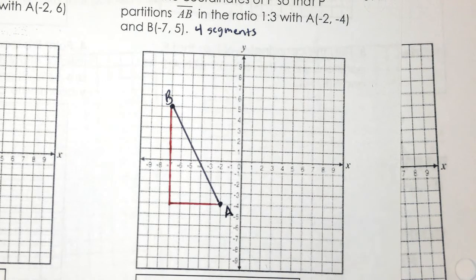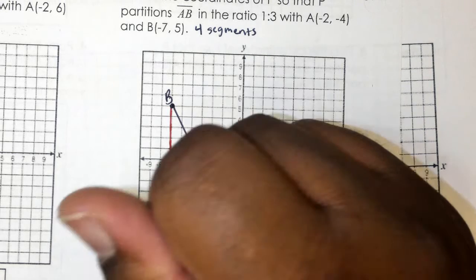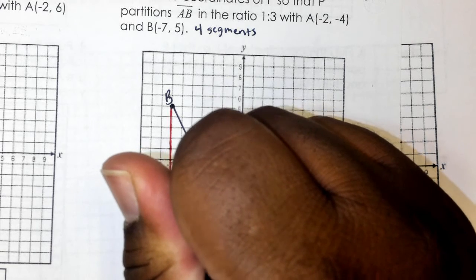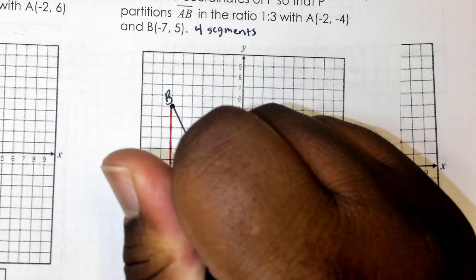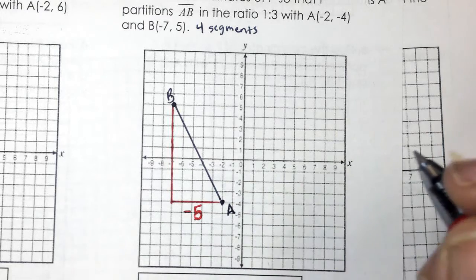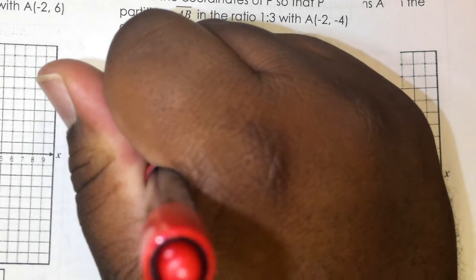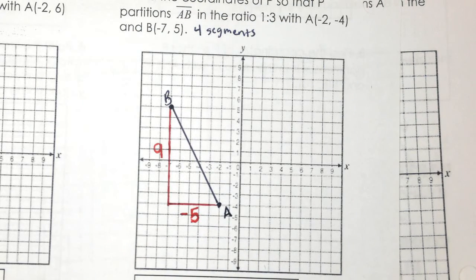Alright. Horizontally from A to B, what is that? -5. So -5 is your walk horizontally from A to B. Vertically, +9, right? So those are my two numbers, 9 and -5.